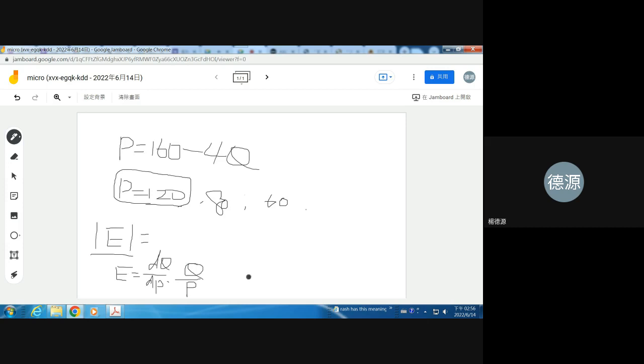Can you get it? When price is equal to 120, what is the price elasticity of demand?